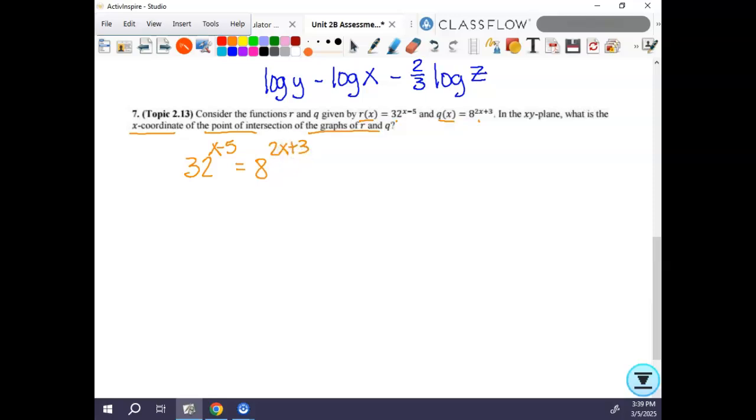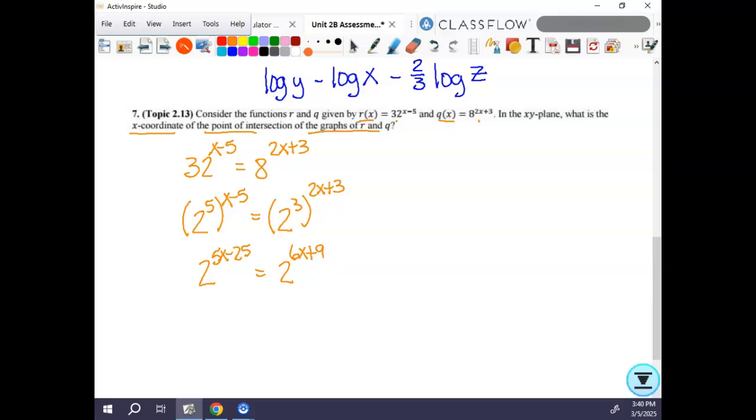The best way to handle this is by getting common bases. I know that 32 and 8 are both multiples of 2. So 32 is 2 to the 5th. So 2, 4, 8, 16, 32. Okay, so 2 to the 5th to the x minus 5 power equals 2 to the 3rd to the 2x plus 3 power. So that gives me 2 to the 5x minus 25 power equals 2 to the 6x plus 9 power.